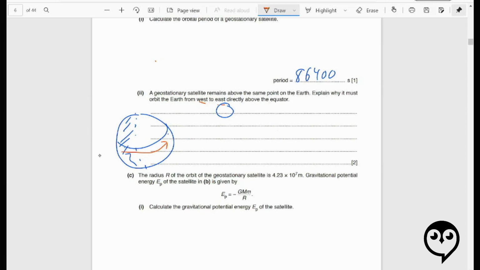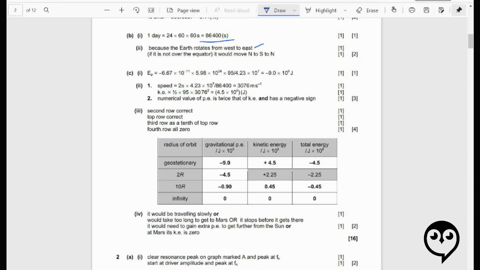So explain why it must orbit west to east directly above the equator. Well, if our satellite is going to stay above a certain location on Earth, and that's the direction the Earth rotates, then the satellite has to stay with it. I'm not sure what else they're looking for here for 2 marks. This is a bit of a tricky one. Let's see what they say. Because Earth rotates west to east, I would have said anti-clockwise, but there we go, that's fine.